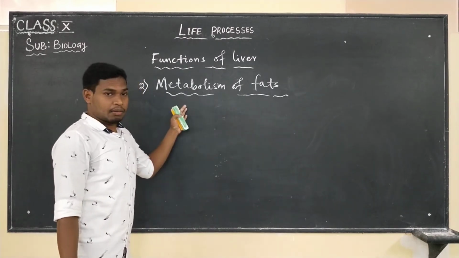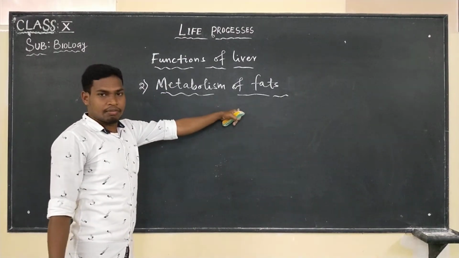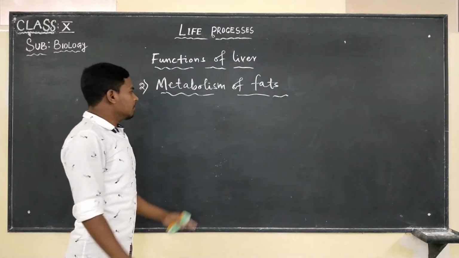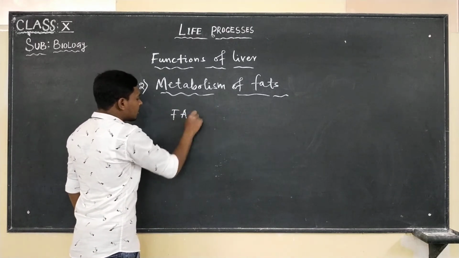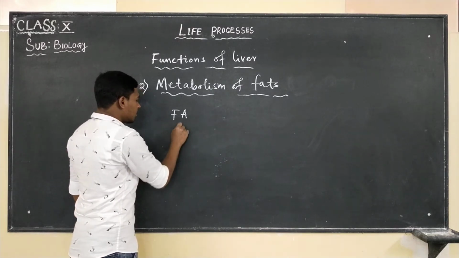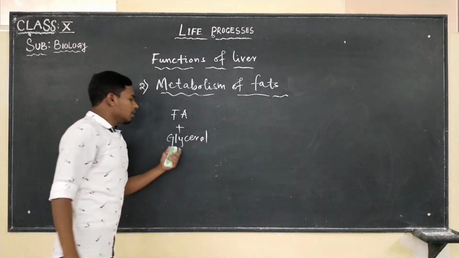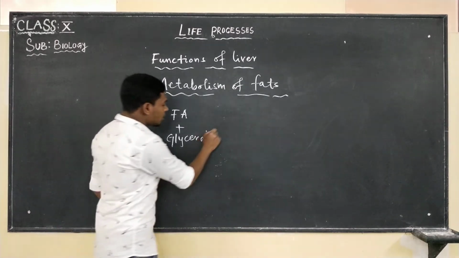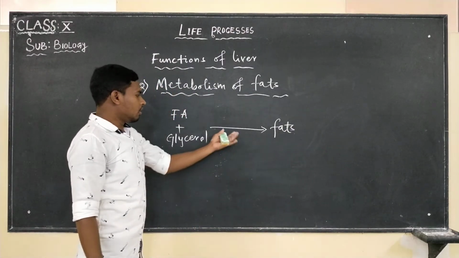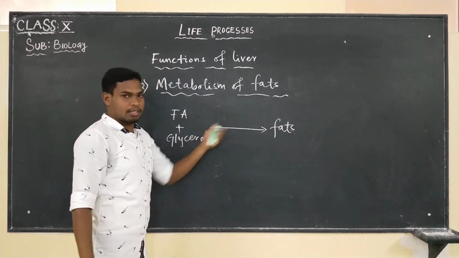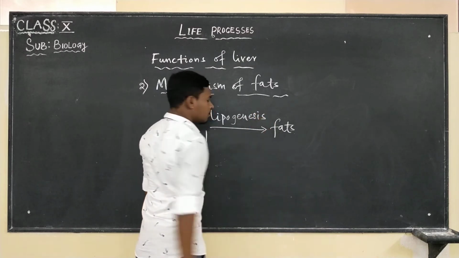The second function performed by the liver is metabolism of fats. This is very simple. Fatty acids and glycerol are going to be converted into fats, and this process of conversion is known as lipogenesis.